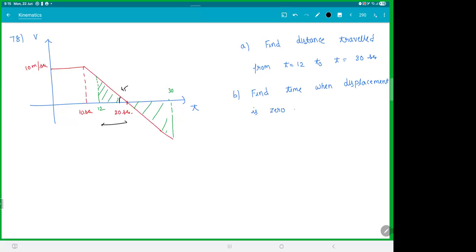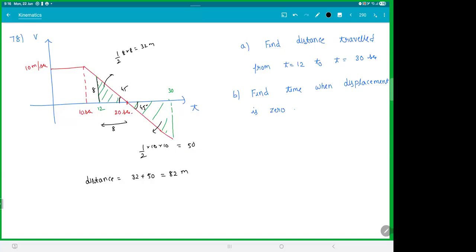And this would be 8. So this height also must be 8. So half base into height, that is 32 meters. And this would be half into, that is 20 to 30, so that is 10 into 10. That's 50. Remember, this angle is also 45. I hope everyone is clear with that angle part. So that's straightforward. So distance would be 32 plus 50. If they ask you distance and displacement, indirectly you just have to find the areas. You will get rectangles or trapeziums or, sometimes maybe, a curve.